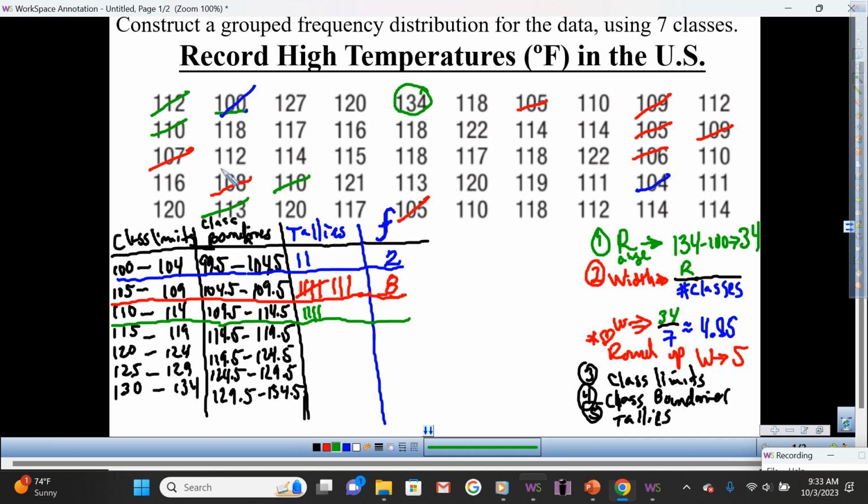I forgot this 114. And a 112 over here. Come on, Q. 112. That's 5. 114. That's 6. 113. That's 7. That's 8. 114, that's 9. 110, that's 10. 114, that's 11. 111, 112.